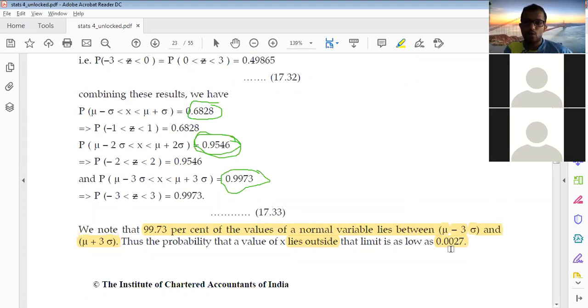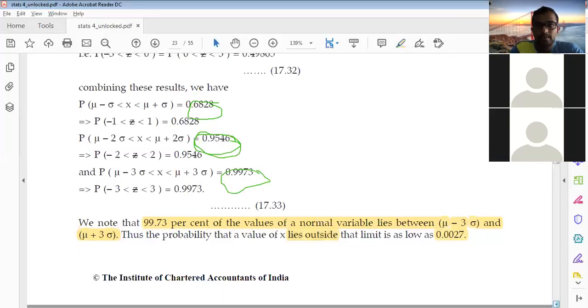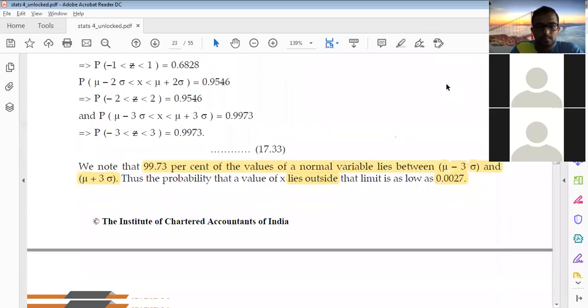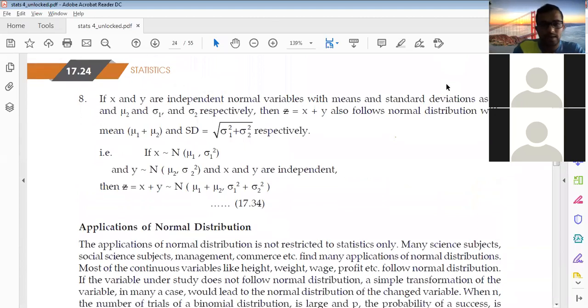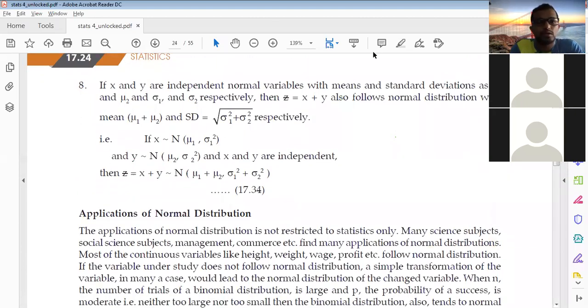I think by now we should have finished the discussion about normal distribution. So if you have finished writing this point, let me move further. I told you don't write the value. Okay, there are a few points to write down. We will write that point also and finish off.